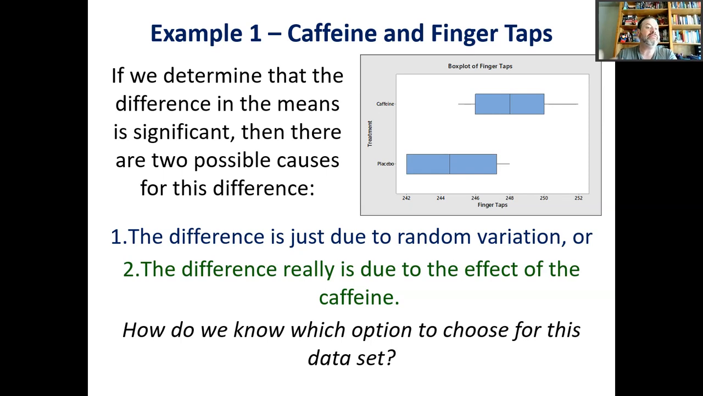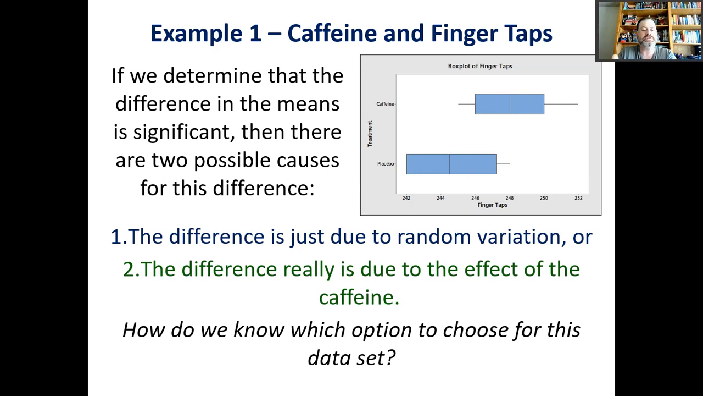So this is the way it works. If we determine the difference in the means is significant, so you might be thinking this is a significant difference, what does that mean if it is significant? Well, if it's significant, we can attribute the difference to two causes. It has to be either random variation. So this could happen from random variation. Remember, this was 20 people randomly split into groups. It's possible that 5 of the fast finger tappers just got put in the caffeine group. That could happen. So number 1 is certainly possible. Number 2, the difference really is due to the effect of the caffeine.